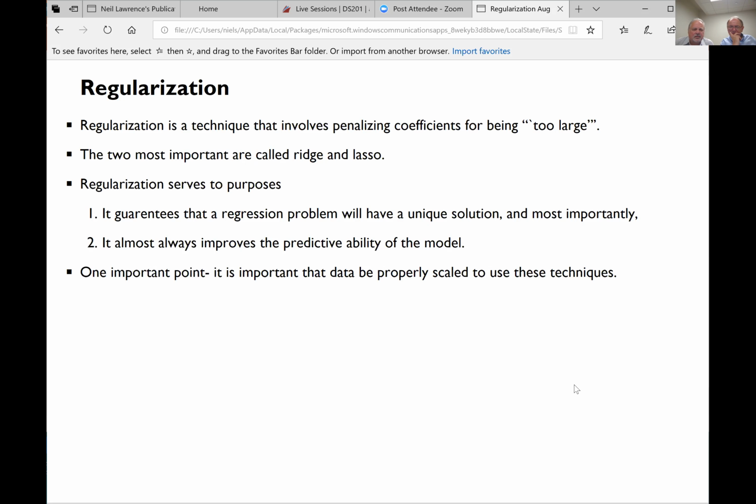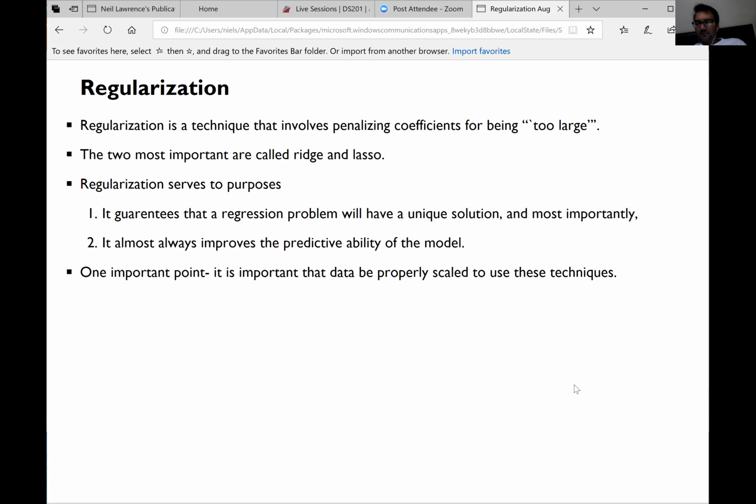Oh, wait. It's right, the last point. One important point: it's important that data be properly scaled to use these techniques. Okay. So we're actually right on the slide. The next thing I should have been saying is what he said, that it is important to regularize for exactly these reasons. That allows you to have a standard universe of betas. Okay? Any other questions on this point?